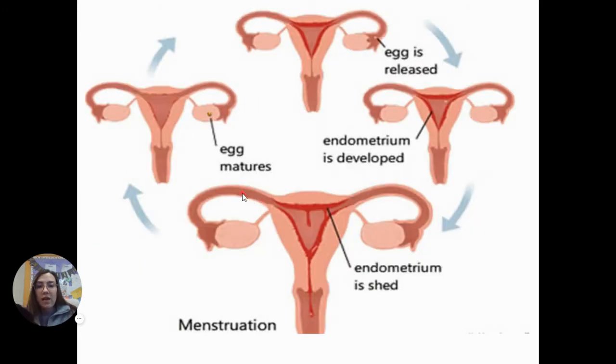So this is a photo that shows you the steps. We're going to start over here. So the egg matures. So your ovaries have, like we said, about 300,000 eggs. And they have to mature. So each egg is still growing. And once it has reached its full growth, it is mature. So it gets released from the ovary into the fallopian tube.